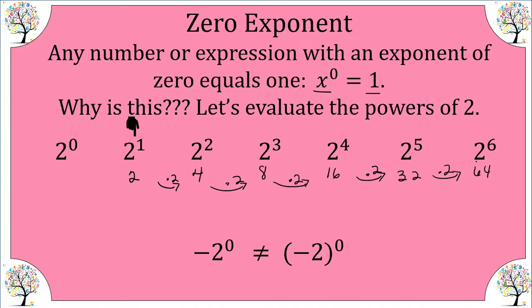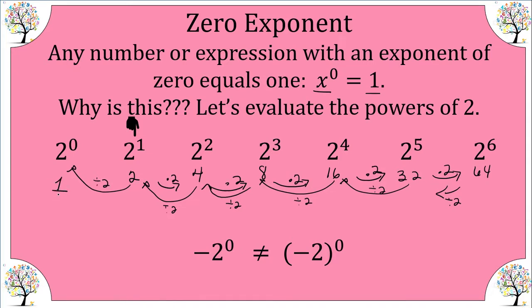Now let's go backward. If I were going from 64 to 32, we're going to be dividing by 2. 64 divided by 2 gives us 32. 32 divided by 2 gives us 16. 16 divided by 2 gives us 8. 8 divided by 2 gives us 4. 4 divided by 2 gives us 2. And voila, 2 divided by 2 gives us 1. So you can see why any base raised to the 0 is 1. It simply is dividing by itself.